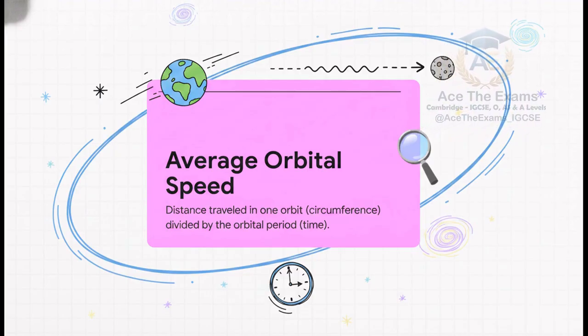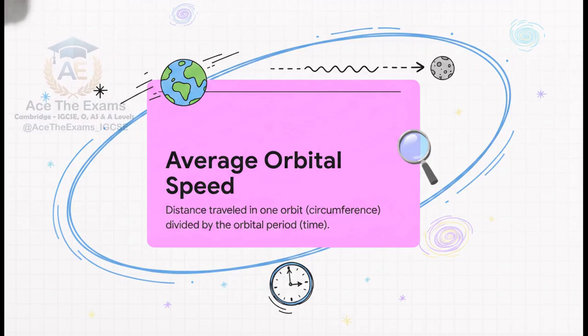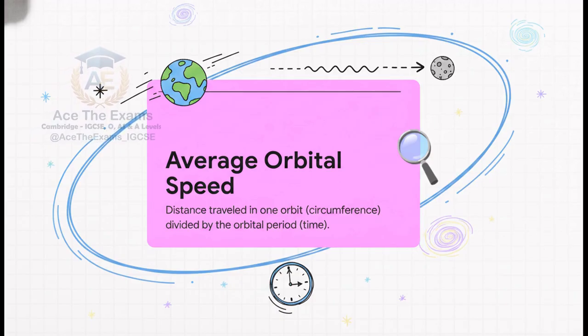Now, to understand how fast the moon or our planet is actually moving, we use this really elegant equation. Average orbital speed, which we call v, is just the total distance of the circular orbit. So that's 2 times pi times the radius r, divided by t, which is the orbital duration, or the time it takes to complete one full revolution. It's literally just a simple application of speed equals distance over time, but perfectly scaled for the cosmos.